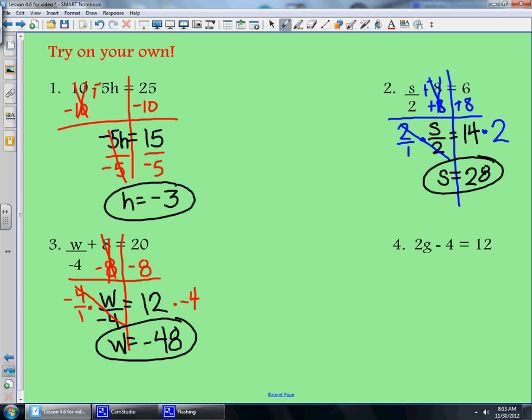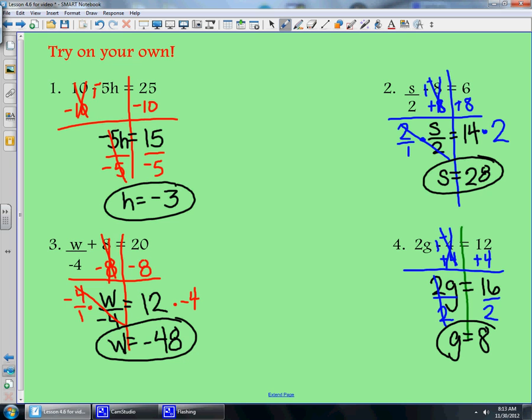And let's look at this last problem. We have subtraction, so we need to change this to plus negative 4. We're going to add the opposite of negative 4, which is positive 4. We'll add to each side of the equation. That cancels. So we have 2g equals 12 plus 4 is 16. We divide by the coefficient, which is 2, and g is equal to 8.